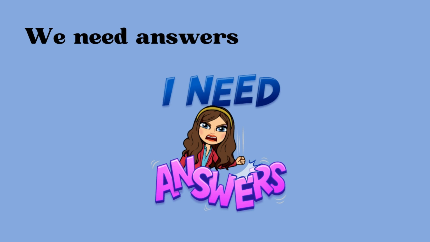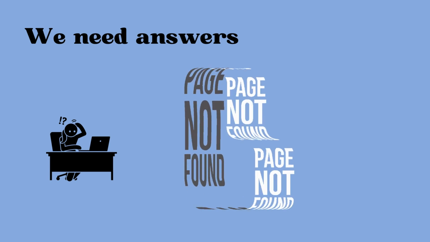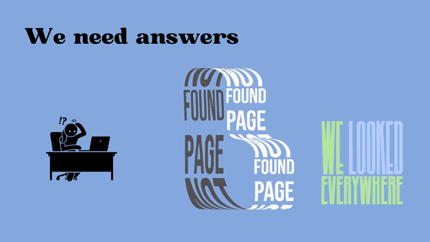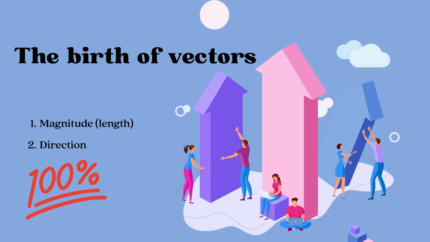So there was that problem that needed to be solved, and it wasn't solved for so long. We needed answers. There were no answers until we came up with vectors, which was 200 years ago. The birth of vectors is very recent. A vector's length represents its magnitude, and it shows you direction. So it took care of everything, right? Direction and magnitude. All was really great with the world after we came up with vectors.